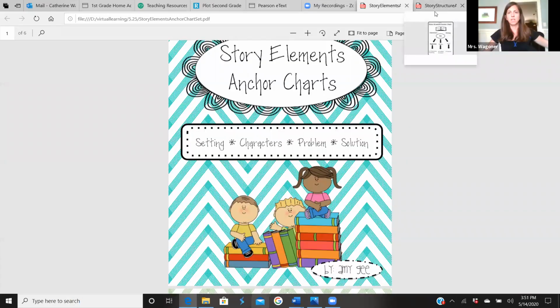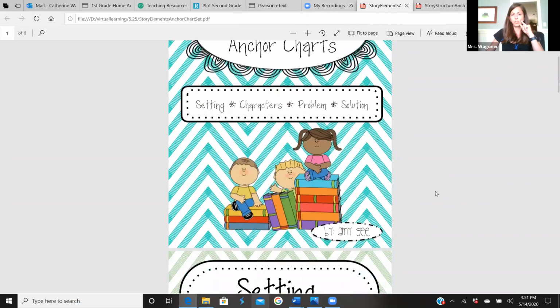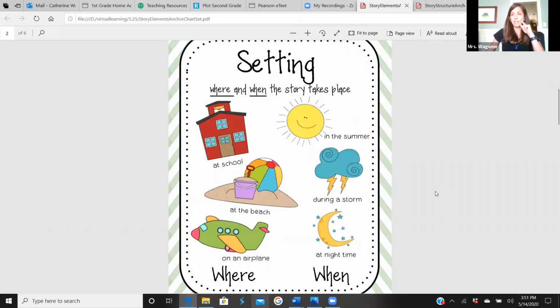Okay, so this first one says story element anchor charts. We're going to look at setting, characters, problem, and solution. Those are all story elements. So the setting, this is a review. We've talked about setting all year. It's where and when the story takes place.